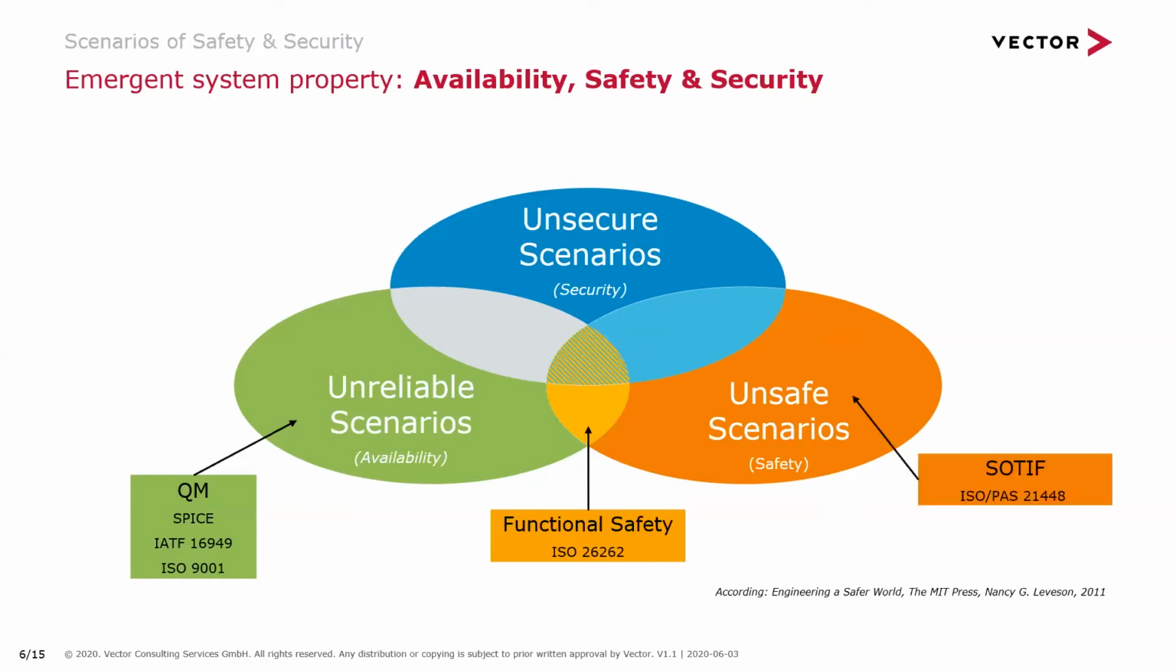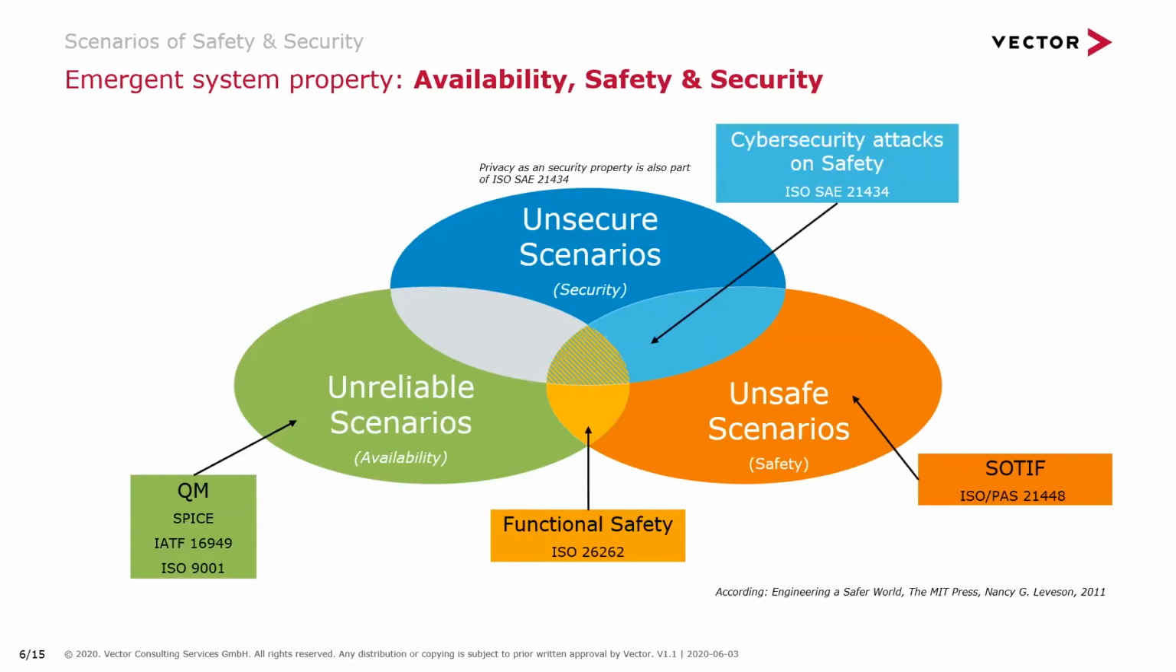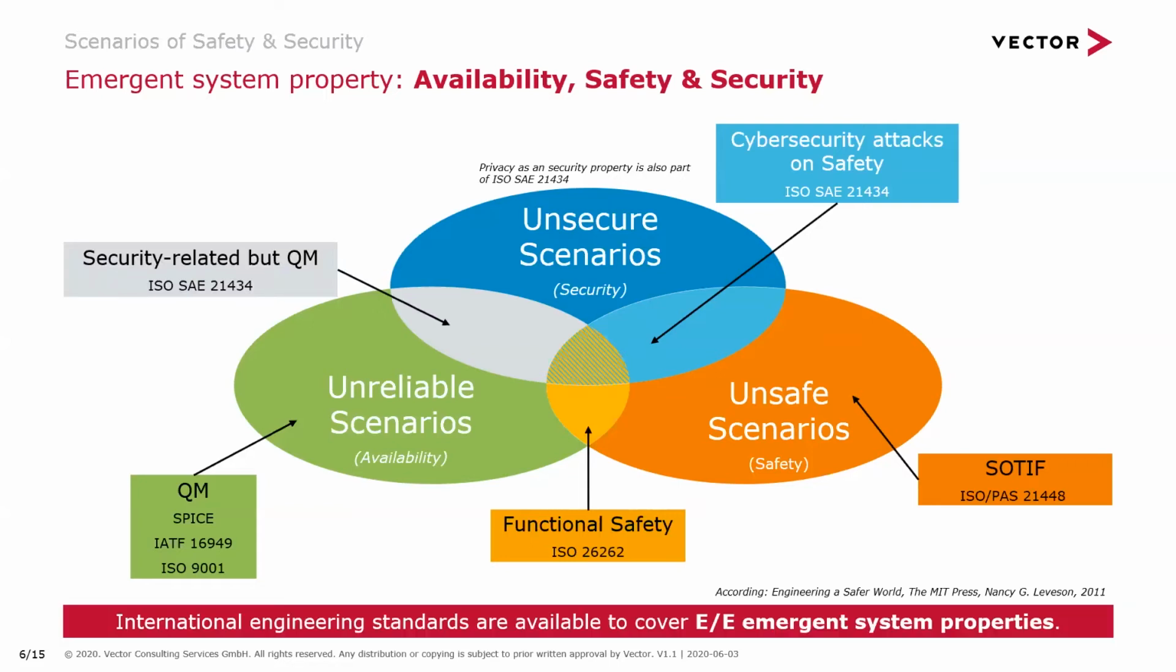The rest of the unsafe scenarios, whatever is there in terms of performance limitations of sensors and actuators, unusual, unexpected weather conditions or traffic conditions leading to an unsafe scenario, is covered in the new standard called SOTIF, the safety of the intended functionality. That's ISO 21448. And for all the security topics, we have the upcoming ISO SAE 21434 this year, which has an overlap with safety and with the unreliable scenarios. So bringing everything together, the good news is, yes, we have to heavily fight with the emergent system properties: safety, security, and availability, but we have established and good standards for how to deal with that.